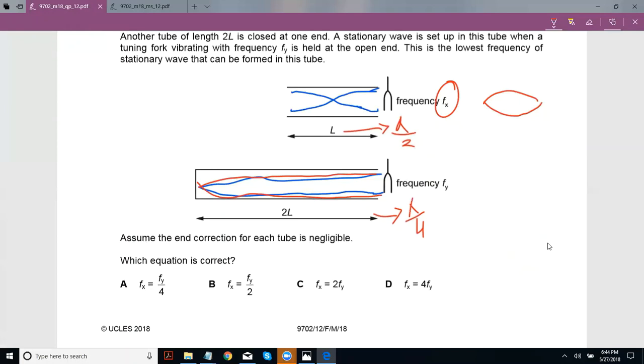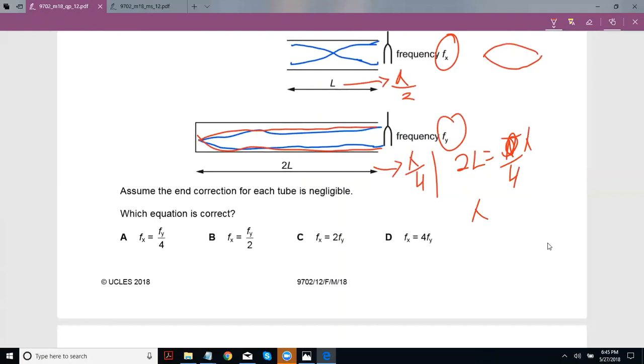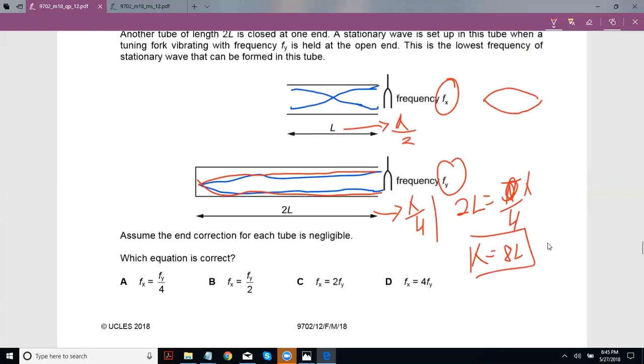But okay, so now how do we link this with frequencies? Now we know that a frequency fy is creating a lambda of more than x. So for fy, lambda comes out to be 8L, right? The बड़ी वाली tube में lambda is equal to 8L, right? Because 2L is lambda upon 4. So lambda is 8L. In fact, that's the easier way. Not pi upon 4, lambda upon 4. Lambda is 8L, and you can figure it out from here as well.